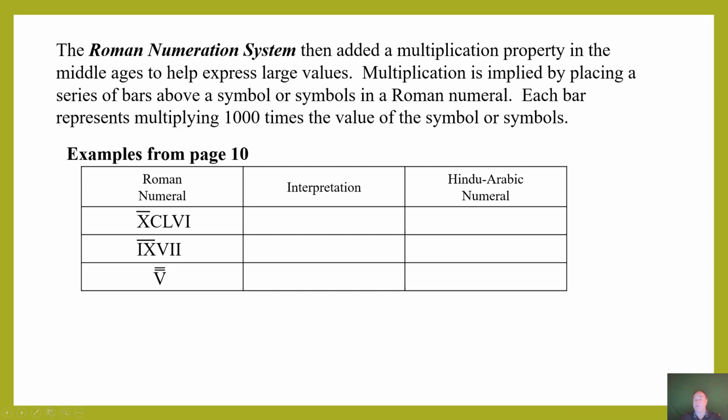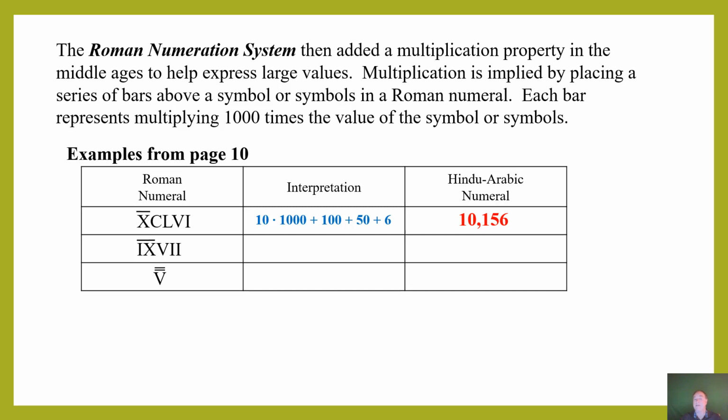So, some examples from page 10. If I had X with a line above it, CLVI. The X with a line above it would be 10 times 1,000. The C would be 100. The L would be 50. VI would be 6. So this is 10 times 1,000, which is 10,000, plus 100 plus 50, 6.